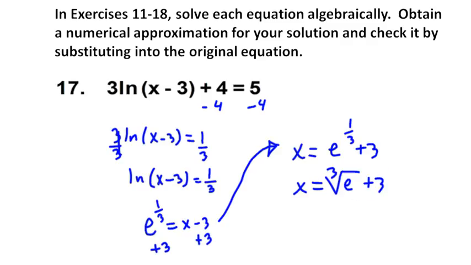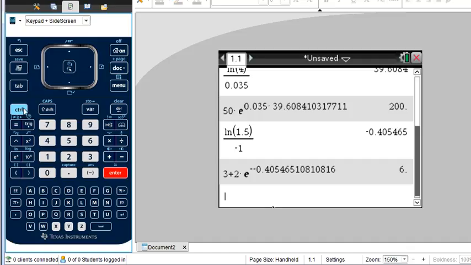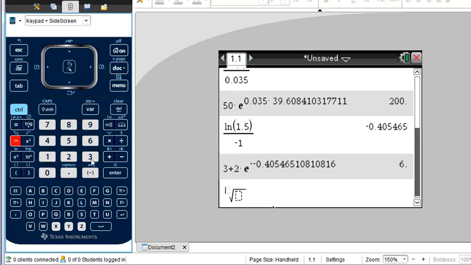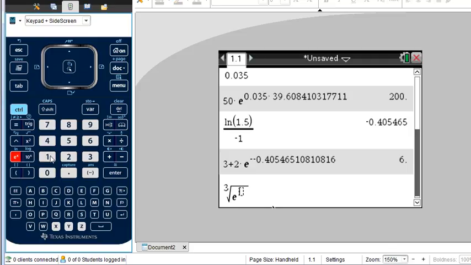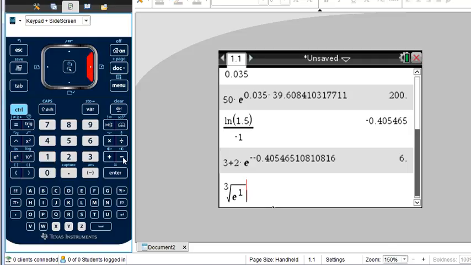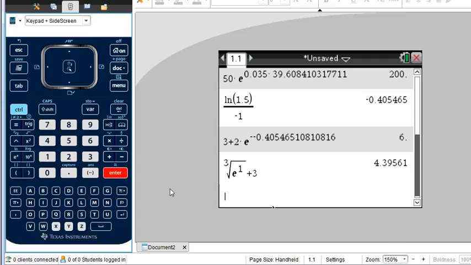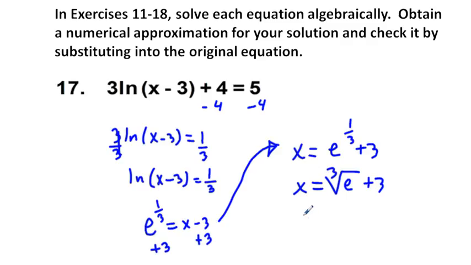So we're going to do this in our calculator here. We're going to say the cube root of, we're going to go to e, so we press e, and we'll say e to the first power, and that's going to be plus 3, so we get 4.39561 for x. And the last thing we're going to do is check.